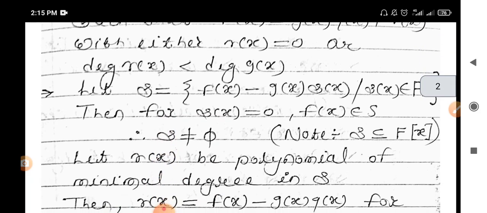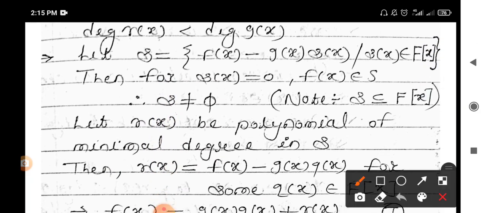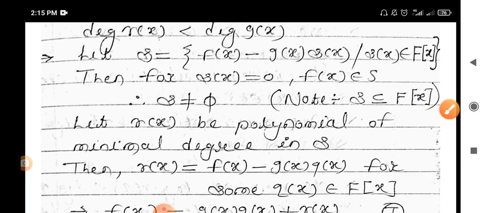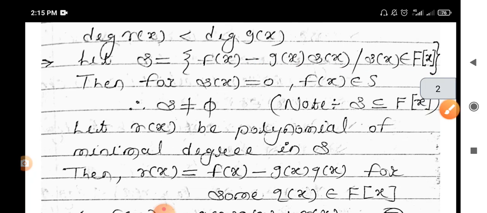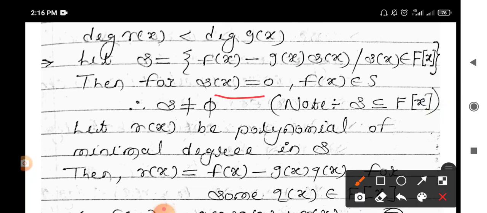We are going towards the proof. Let S be equal to the set of f of x minus g of x into s of x, where s of x is in the field of polynomial elements. So s of x is 0, and f of x belongs to S, therefore S is non-empty.